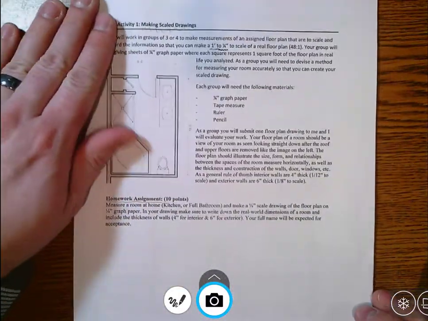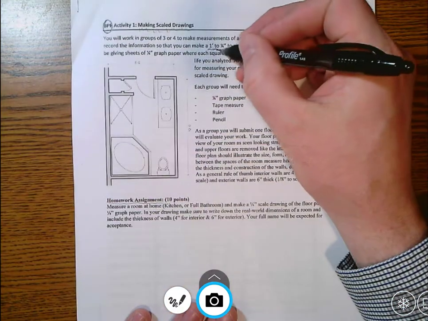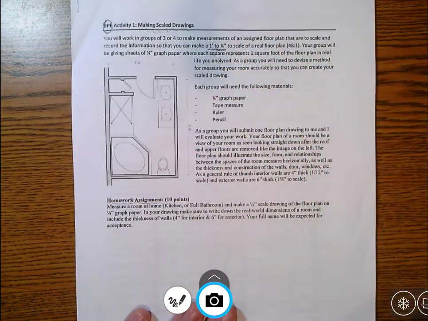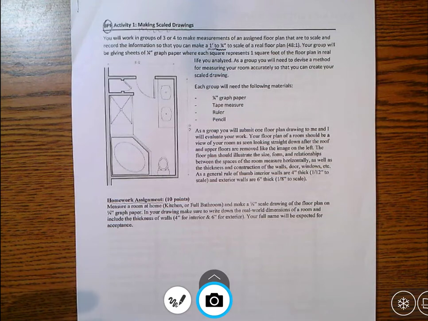What we will be exploring in this course is drawing blueprints of various things in this scale factor, this 1 foot to 1/4-inch scale, or this 48-to-1 scale. All right, they're both the same thing.